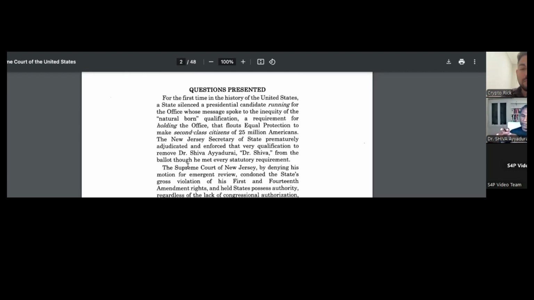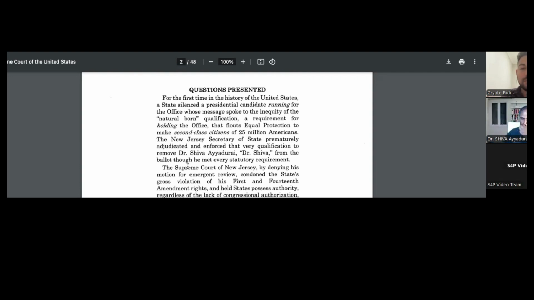You see, prematurely, that's for becoming president. How can you use those qualifications to stop me from running? You have no right to do that. The Supreme Court of New Jersey, by denying his motion for emergent review, condoned the state's gross violation of his First and 14th Amendment rights and held states possess authority, regardless of the lack of congressional authorization, to determine that a presidential candidate is disqualified from running for the office under the natural born clause. They have no right to do that. Only Congress can do that, on January 6th.